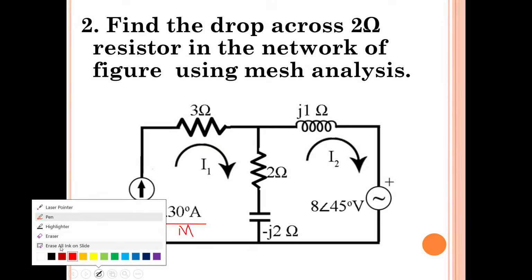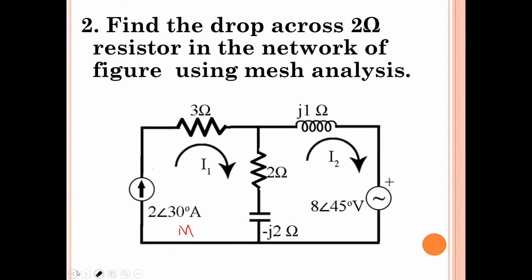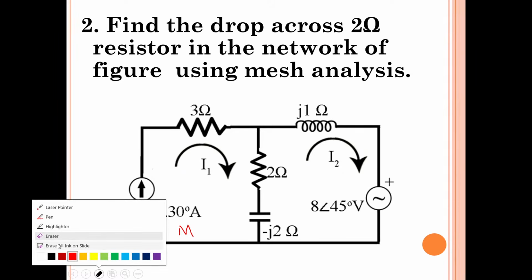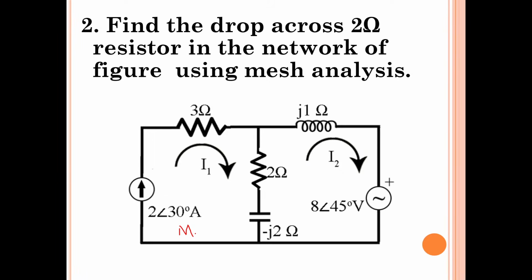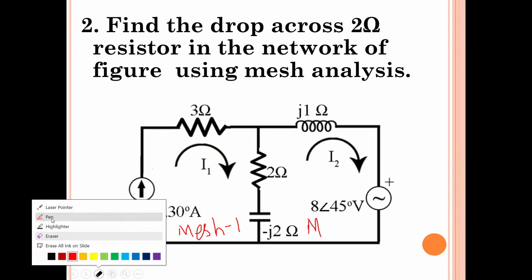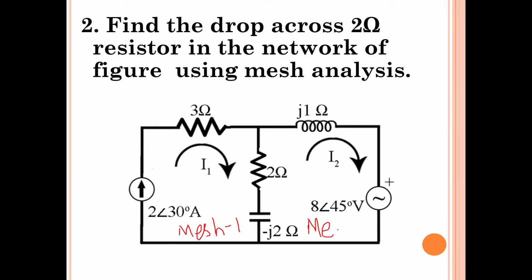My cursor is a very sensitive cursor. If I press harder, immediately a straight line will come. That's why, even though it is difficult to handle, I'm trying my best. This is mesh 1, this is mesh 2. Already it has gone, see. Okay, mesh 1 and mesh 2.